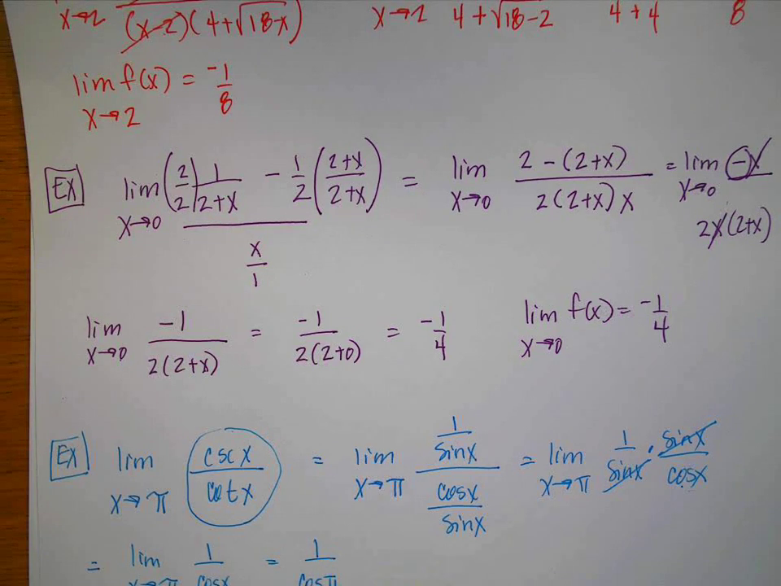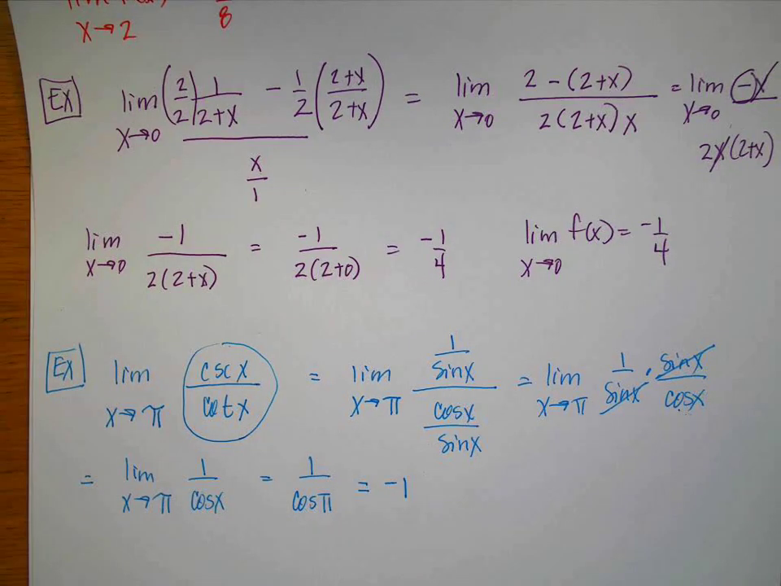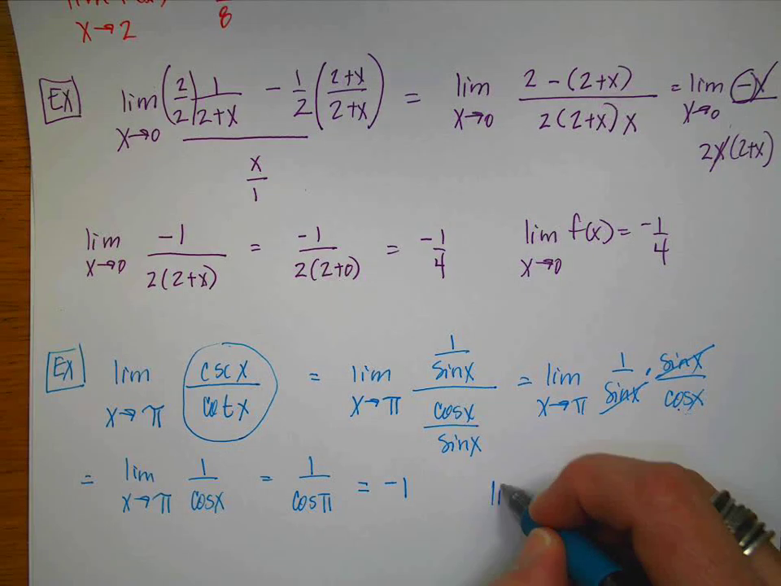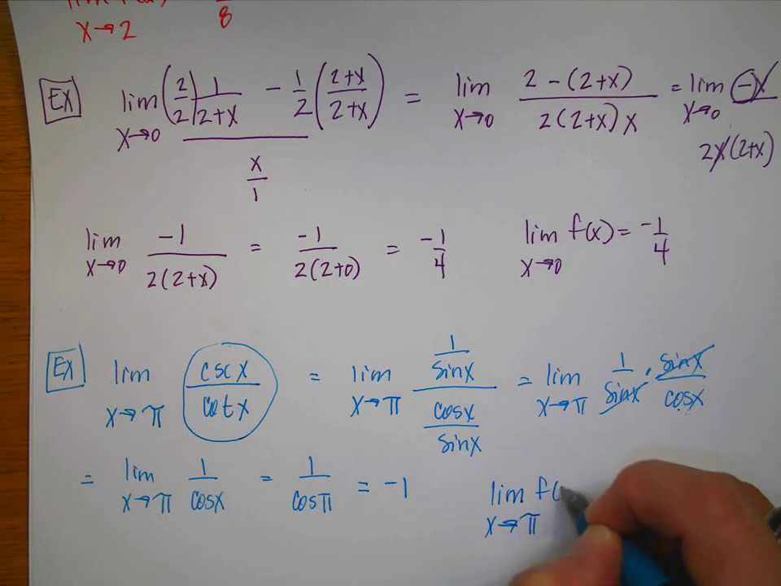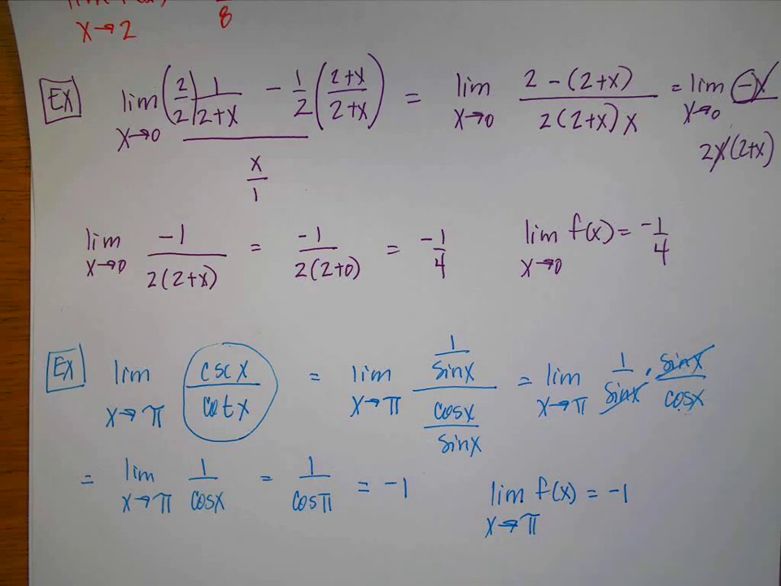If I do my direct substitution, the cosine of pi is a -1, so it's 1 divided by a -1, sorry you can't see. So then I'm done. So it actually wasn't as horrible as it looked, as x approaches pi of the original function is a -1. And now you're all done.